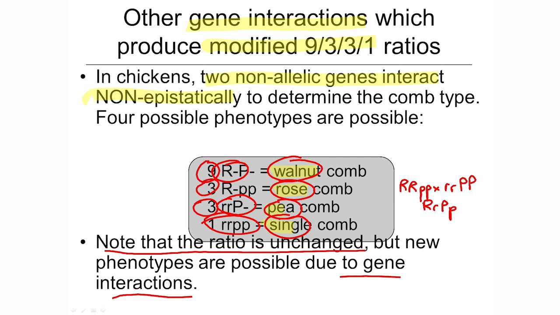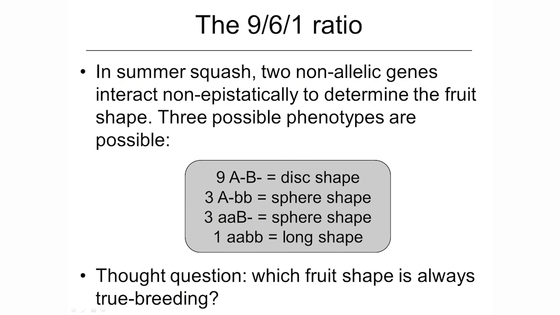that, unless you're told to memorize it, like I happen to remember, but to know what's a walnut comb and what's a rose comb, many times they would tell you in the problem, and then you would have to apply what you knew. But better safe than sorry. So one last one. Here's another non-epistatic situation, and it does alter the ratio, but you'll see why it is sort of related to the idea of the chickens over there, even though we're back to summer squash.